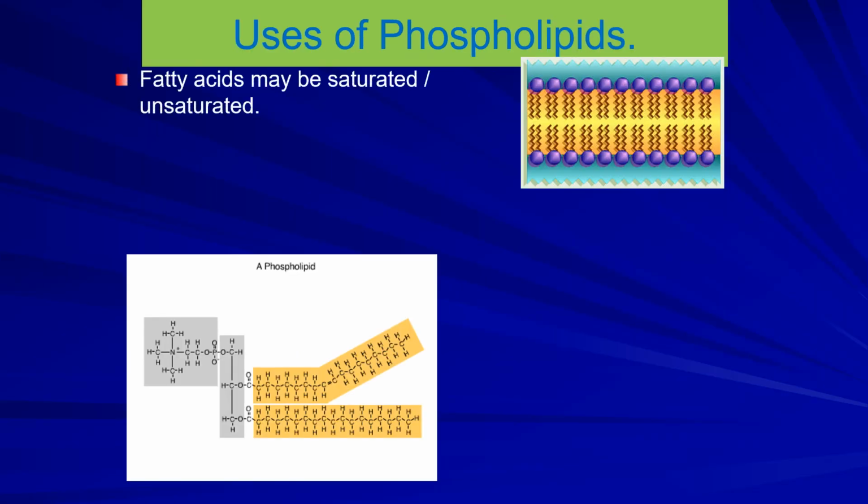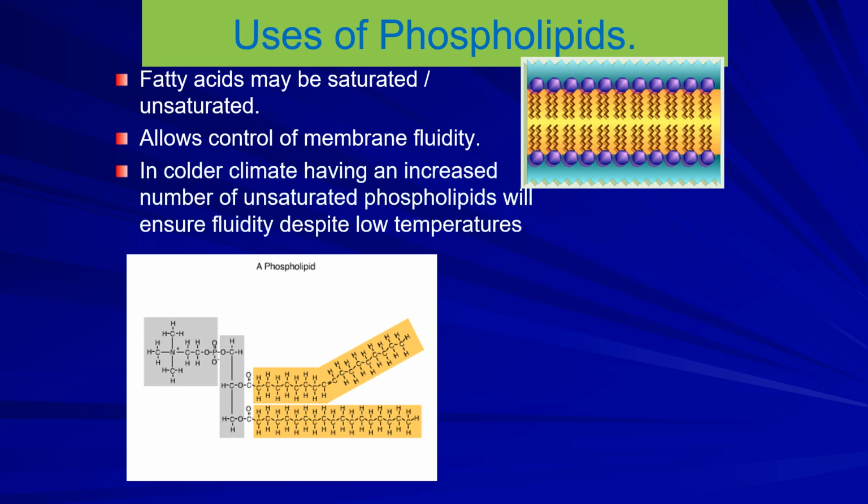So the uses of phospholipids, they may be saturated or unsaturated. Okay, they may allow the control of membrane fluidity, and in colder climates they might have more unsaturated phospholipids to ensure that they will have fluidity even though there's low temperatures.